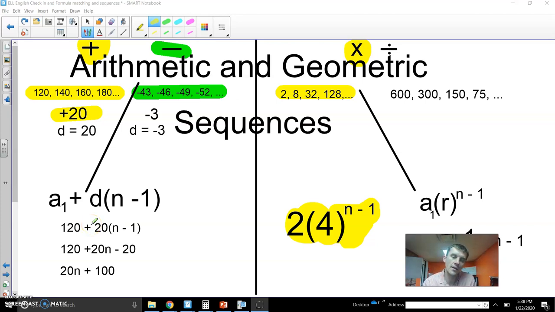What's up, Algebra 1? Talking about arithmetic and geometric sequences. Wanted to demonstrate how these formulas work. The first number in the sequence is very important when you are using both of these formulas.